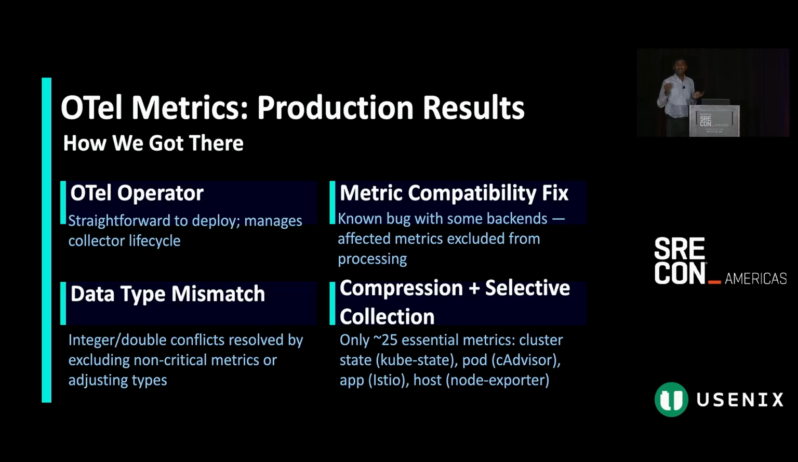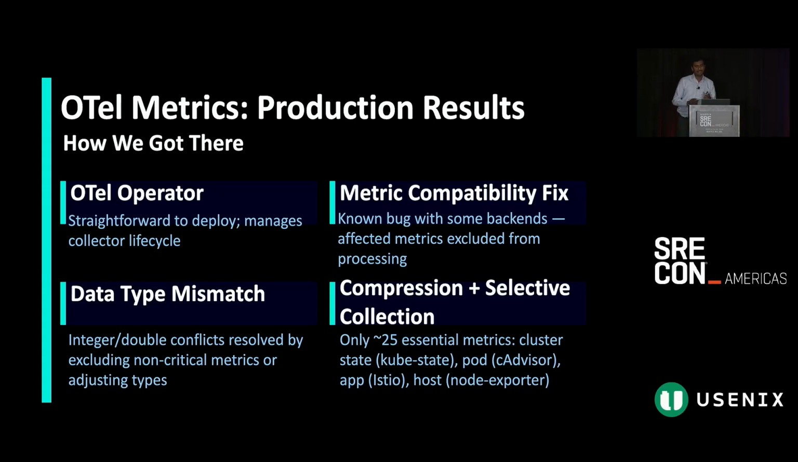An alternate solution, if we find these metrics are really needed, is that on the local collector itself you could convert the metric data type from integer to double or double to integer. That way also it works.